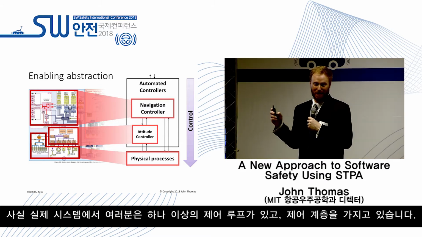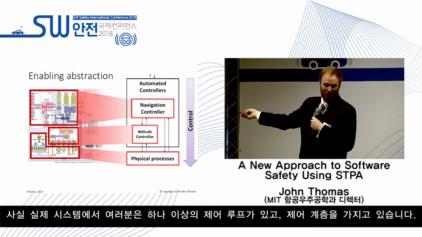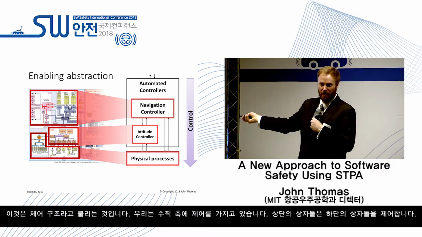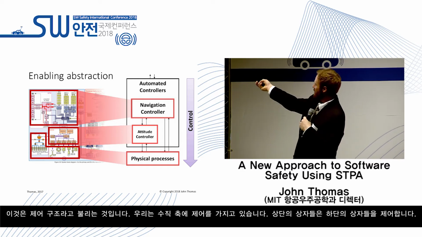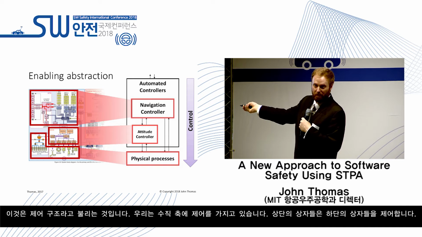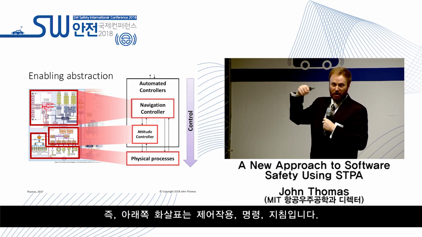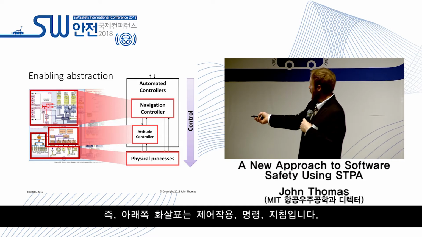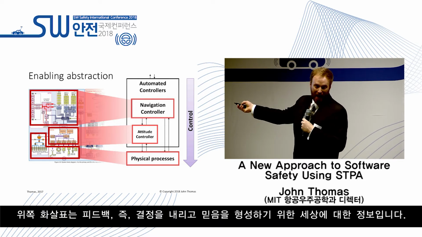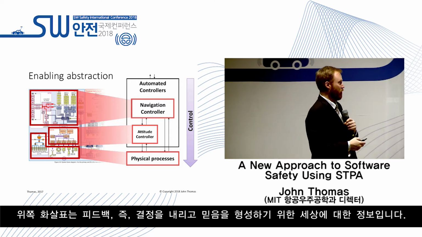In fact, in a real system, you have more than just one control loop. You have a hierarchy of control. This is something called a control structure. We have control on the vertical axis. Boxes at the top have control over boxes at the bottom. That means downward arrows are control actions, commands, instructions. Upward arrows is feedback, information about the world to make decisions and form beliefs.